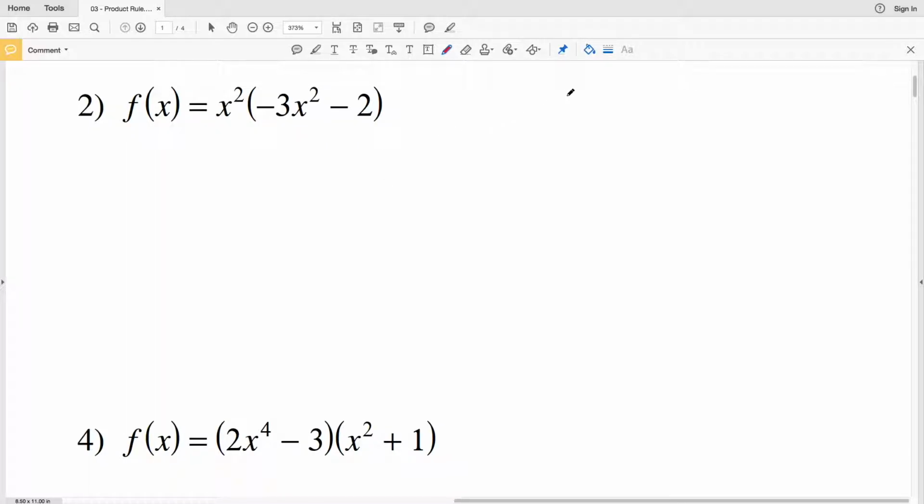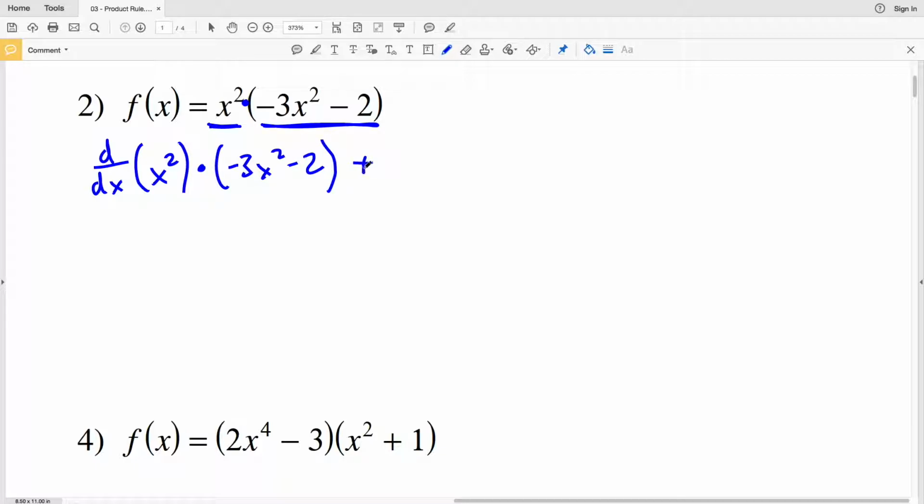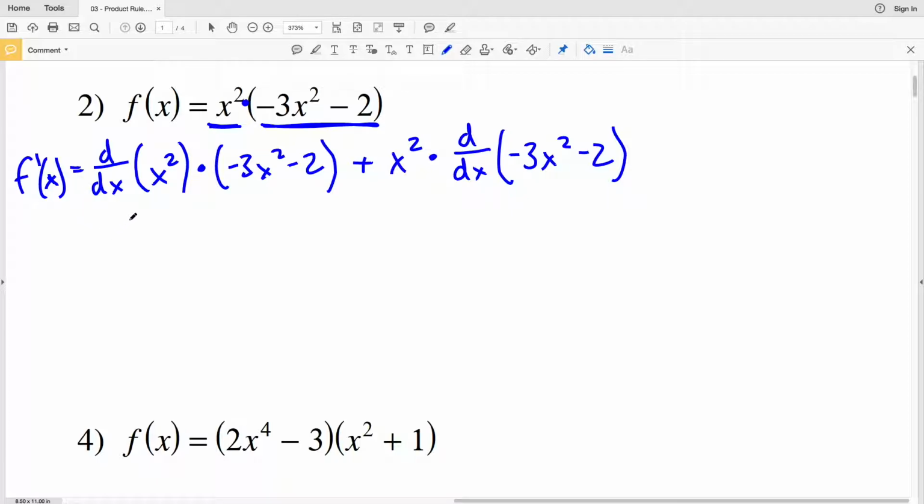We're looking for the derivative of f of x. So remember, we're taking that first function, or the first part of the function, and multiplying it by the second part. We can think of this as f of x and this as g of x from our formula. So the derivative of x squared will get multiplied by negative 3x squared minus 2. And then we'll be adding that to x squared times the derivative of negative 3x squared minus 2. And that is going to be the derivative of f of x.